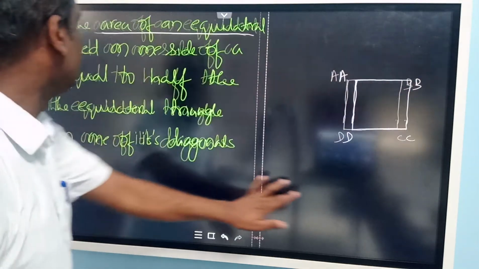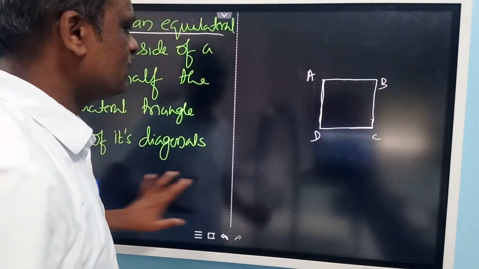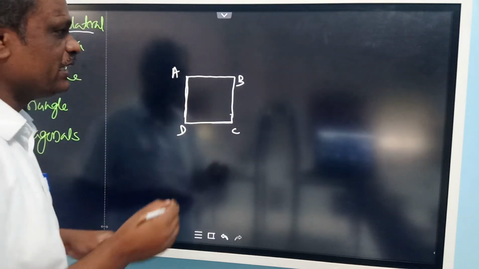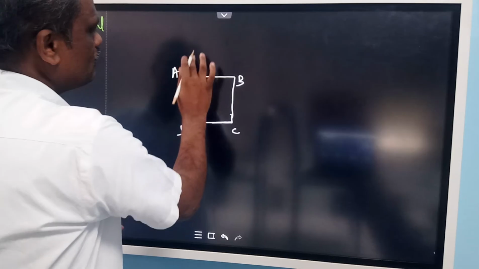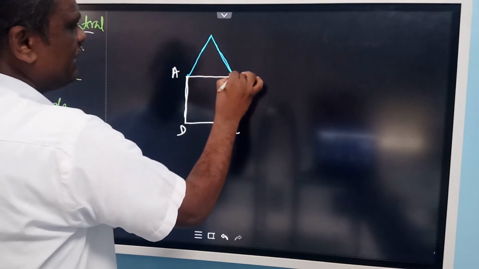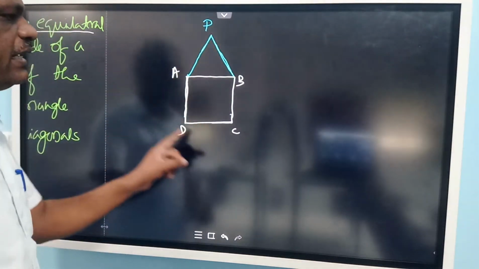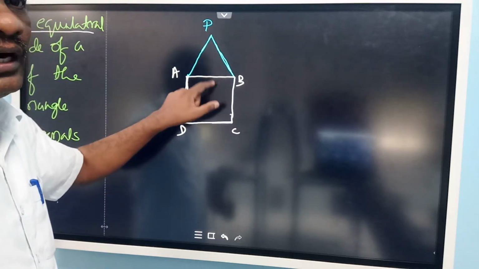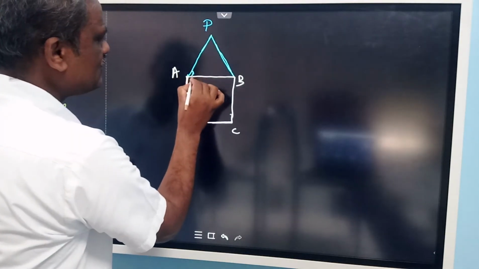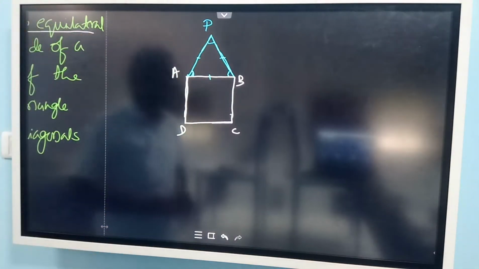Now, what is the question telling? Prove that the area of an equilateral triangle described on one of the sides. So let me take an equilateral triangle described on one of its sides. Any side you can take, even AB. Equilateral triangle means all sides should be equal to the side AB. We can call this P. So on ABCD, AB is a side, and on AB we have described an equilateral triangle, so all three angles are equal and all sides are equal.